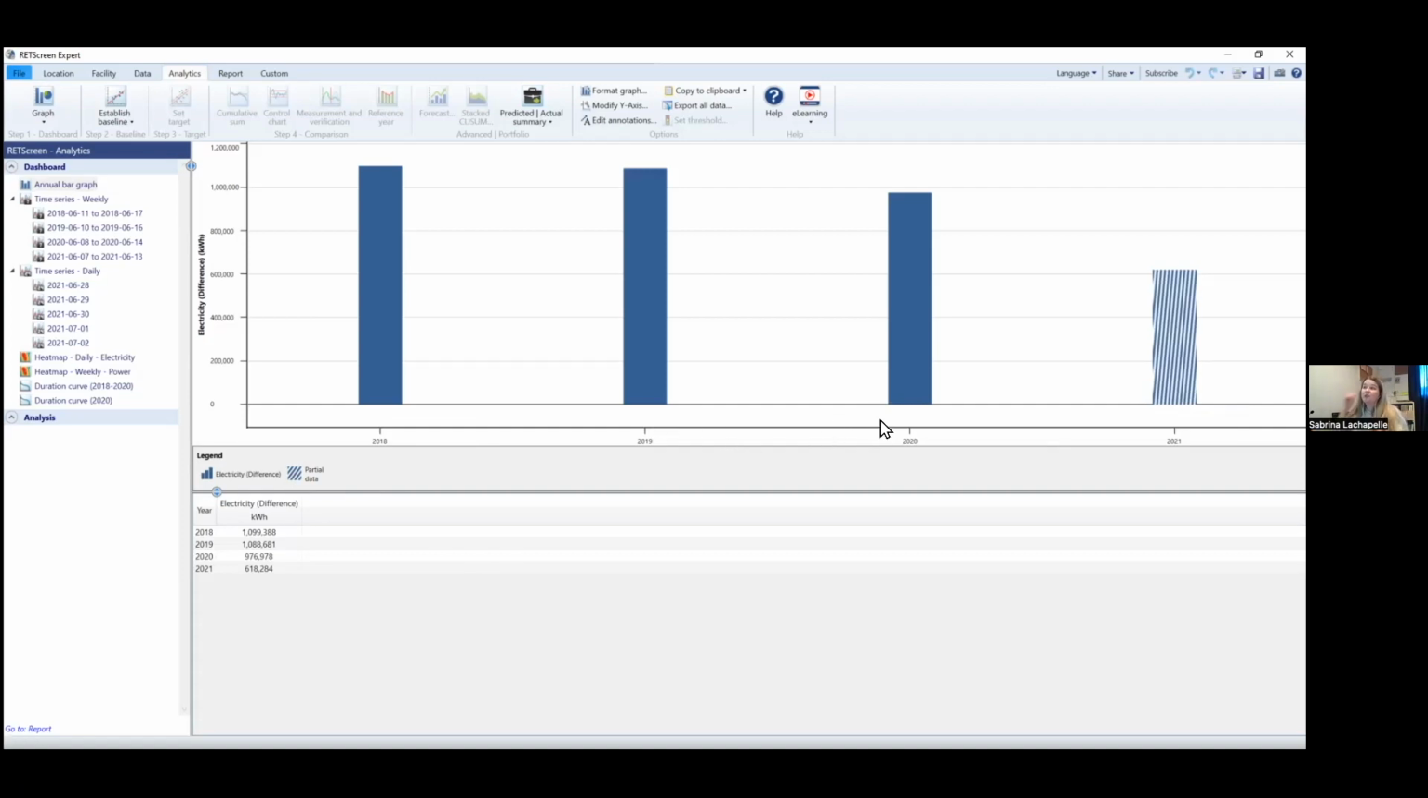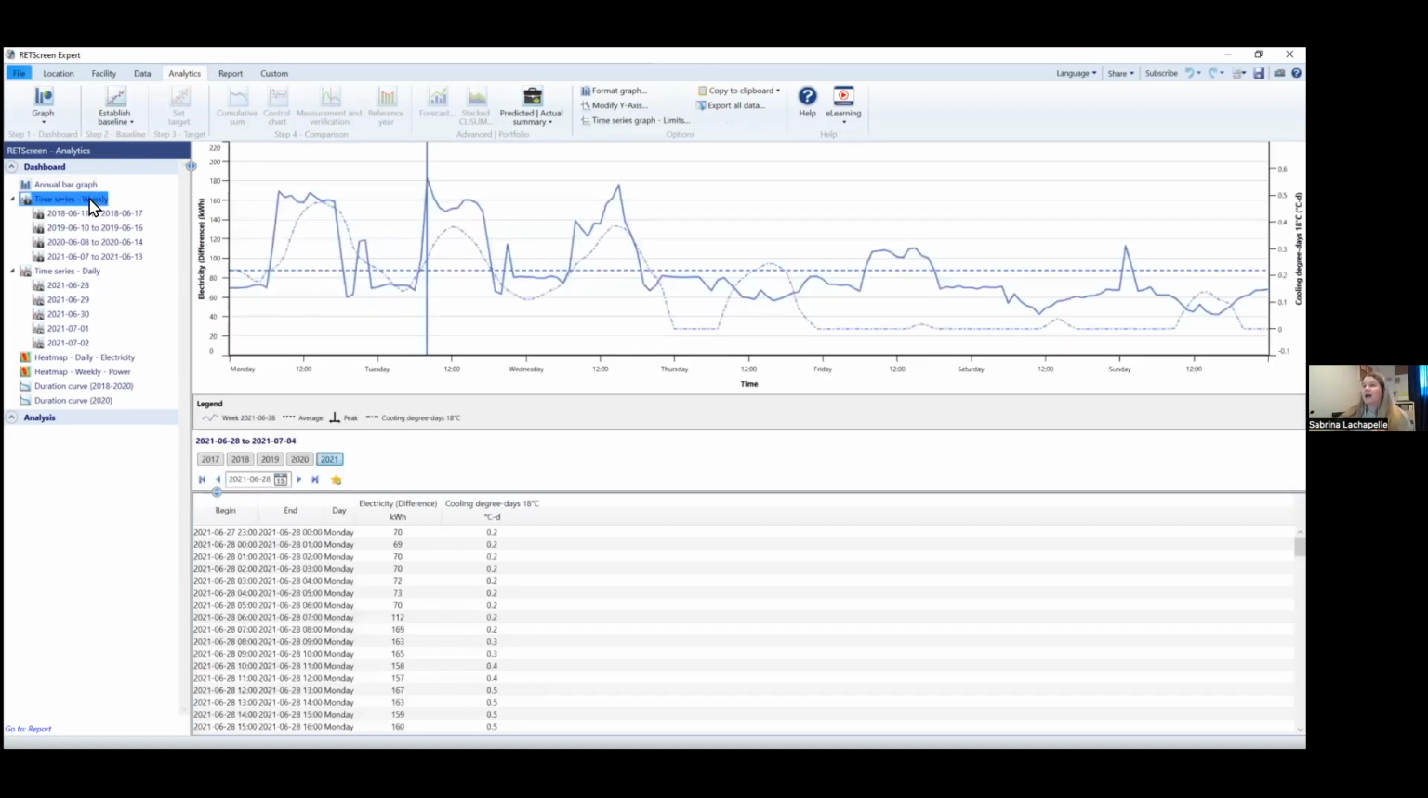But now, since we're working with some daily data, we probably want to make some analysis on those data. So the first one that we have here is the time series on a weekly basis. Instead of seeing the data from the start of 2018 until now, you can see 1 week at a time in order to see more detail in your analysis.